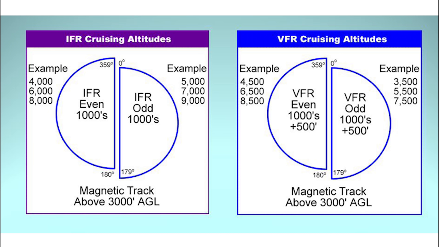Being displayed on the screen right now are the IFR and VFR cruising altitudes. If we take a look at the IFR cruising altitudes, you can see that if you are flying at a heading between 0 and 179, you should be flying at odd altitudes, those being, for example, 5,000, 7,000, or 9,000. You get the idea, right? And then obviously, if you're flying a heading between 180 and 359, you should be flying at an even altitude. So for example, 2,000, 4,000, 6,000, or 8,000, or maybe even 32,000. VFR altitudes are very similar, all you have to do is add 500 feet.